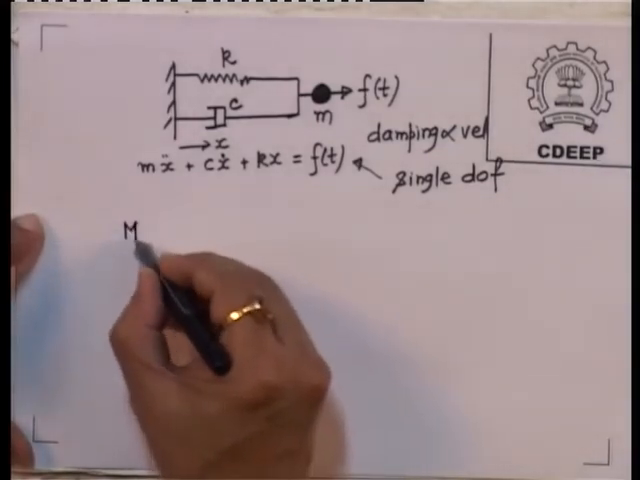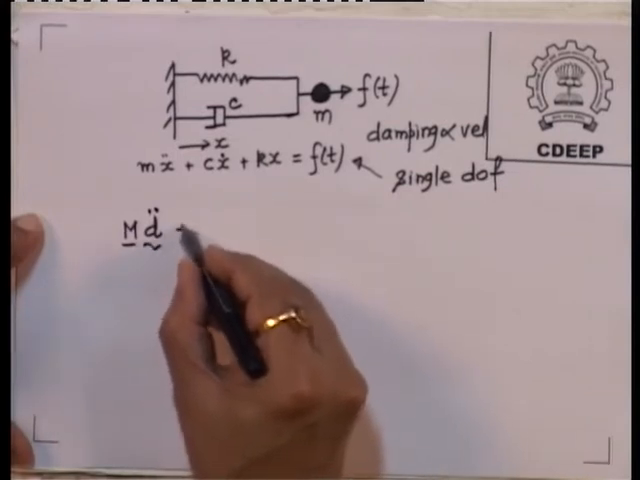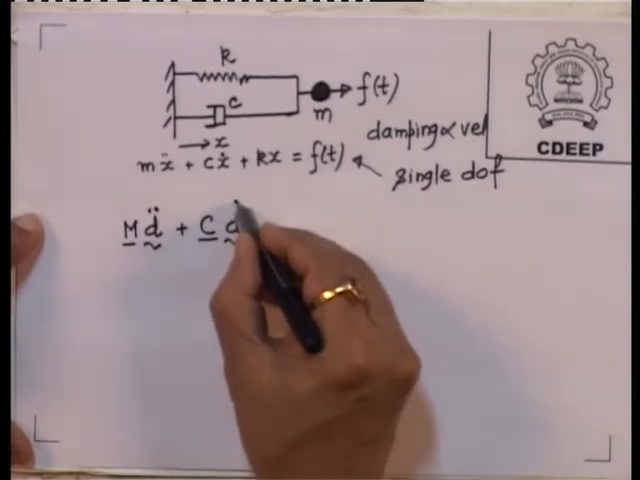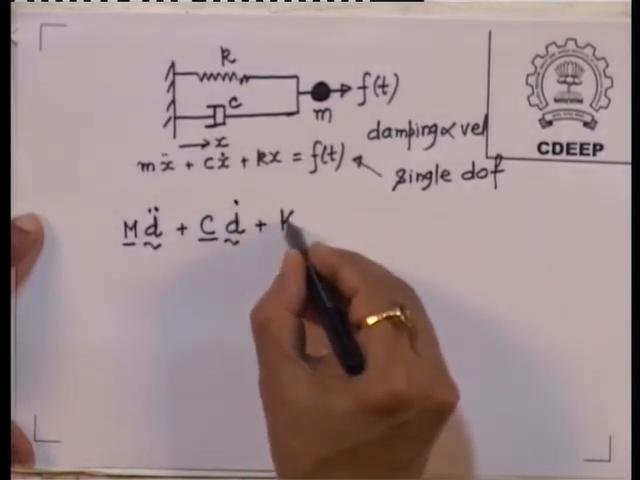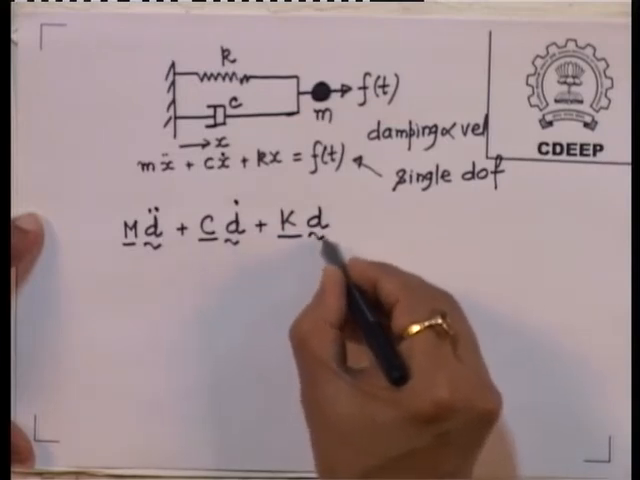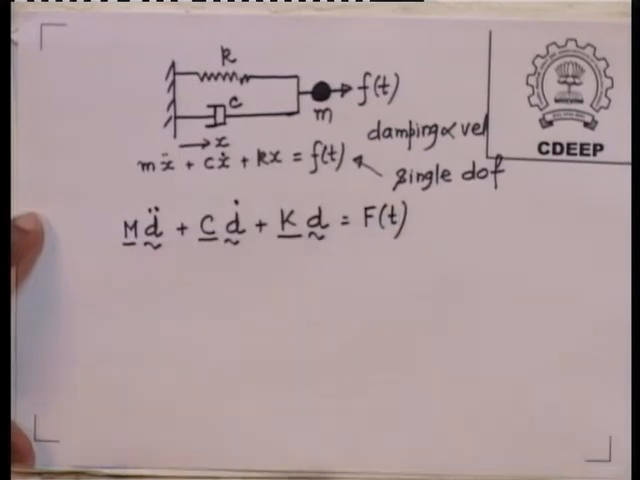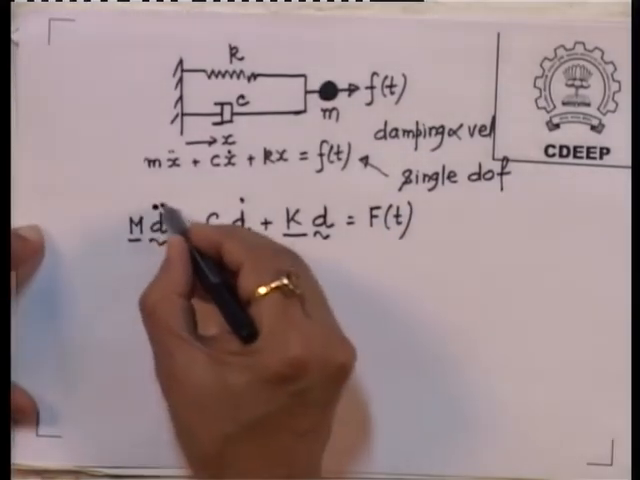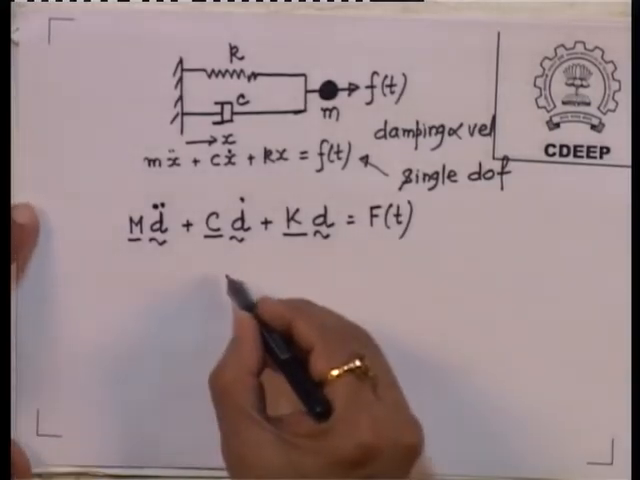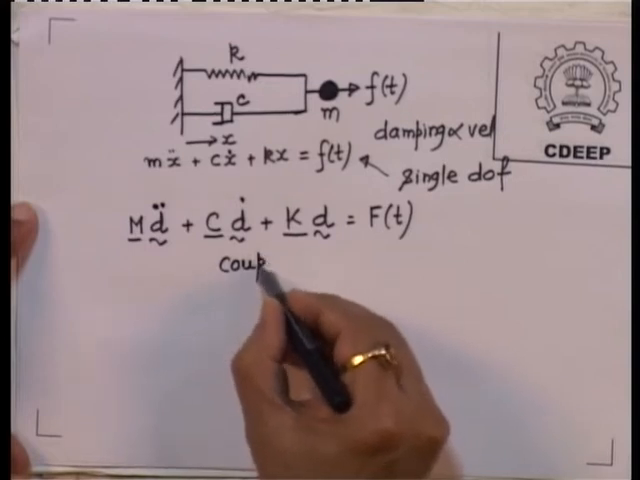And now we have done finite elements, we are dealing with multi-degree freedom system, general. So ours one will be m d double dot plus c d dot plus k d. So this is the most general equation of dynamics that you can think of. A second order ordinary differential equation which is coupled.